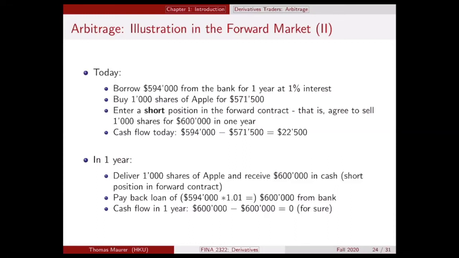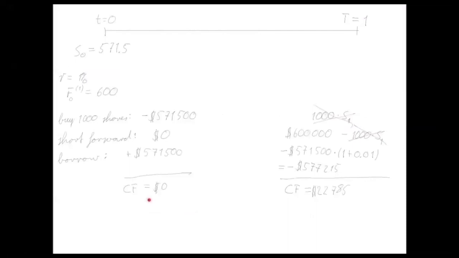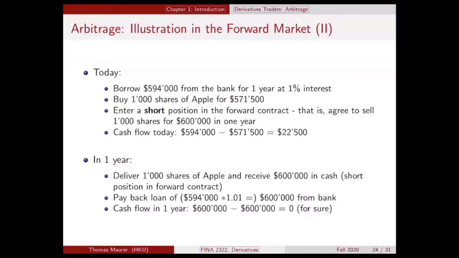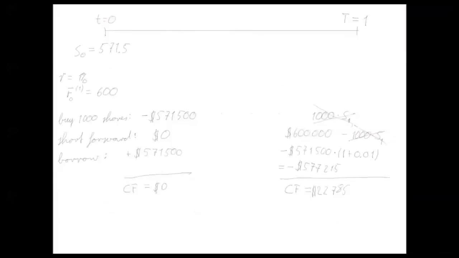Now, what's the difference between this solution and the one I have on the whiteboard? Here I get $0 in the future, and I get $22,500 at the initial point. On the blackboard, I had $0 today and get $22,785 in the future. So at first glance, you may say that the thing I wrote on the whiteboard looks actually more attractive because here the payoff was only $22,500. Here it's $22,785. Well, how come? What is the difference?